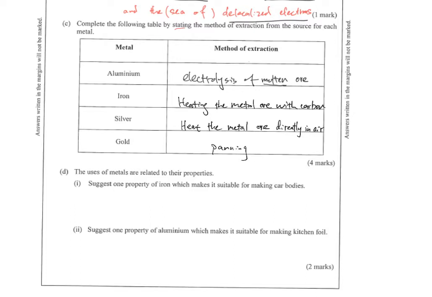Okay, next part, use of metal. One property of metal which makes it suitable for making car bodies. What is the use of a car body? It should be very, very strong, right? Strong is one of the properties, okay? Or you can write it's hard. We don't use plastic to make the car body.